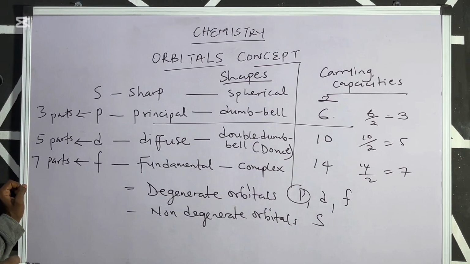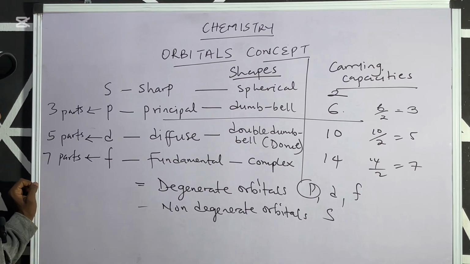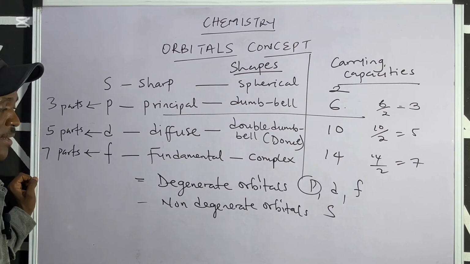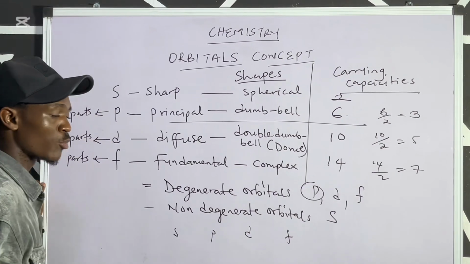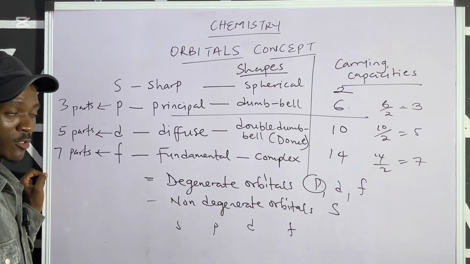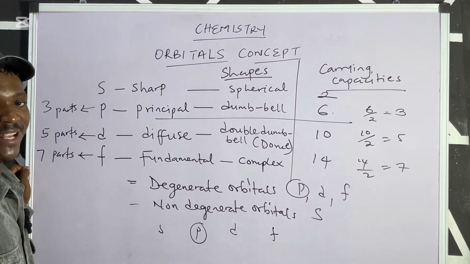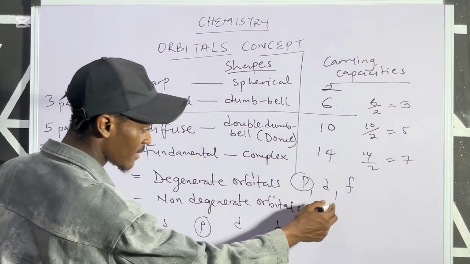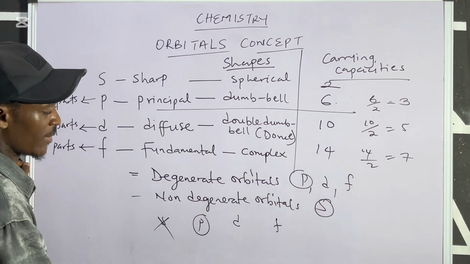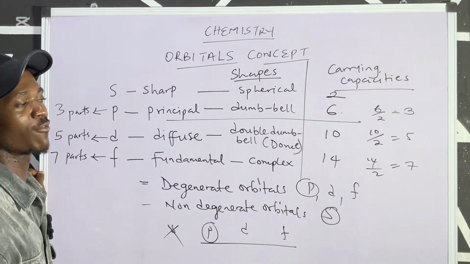All right. So there was even a time I saw a question on this, and they said, which of the following is referred to as a triple degenerate orbital? There was s, there was p, there was d, and f. So which would you go with? Of course, the correct option is p. Why? Because the only non-degenerate one, don't forget, is s. So s is out. Then we are left with p, d, f, which are degenerates. Then they now say triple. Triple stands for how many parts?